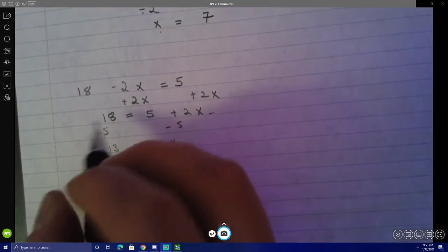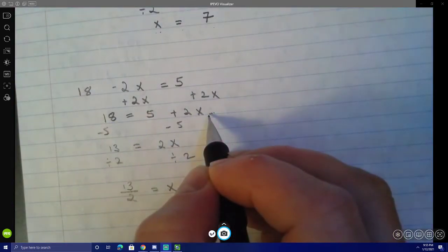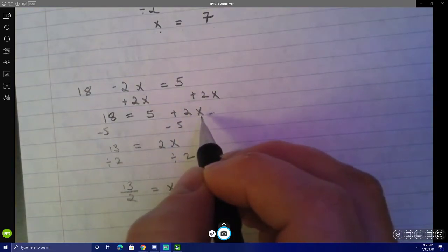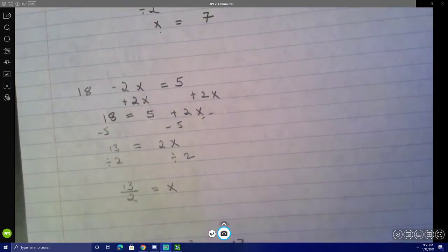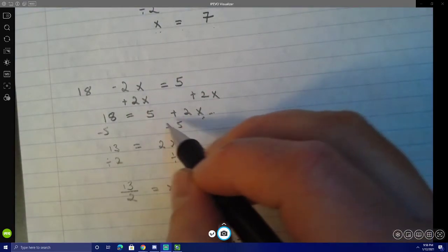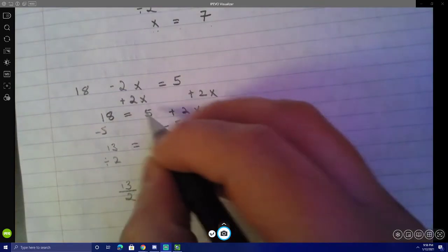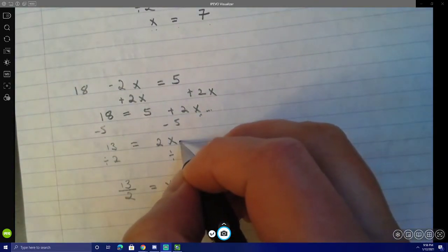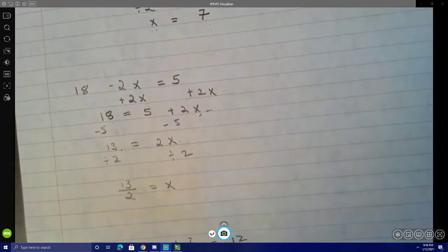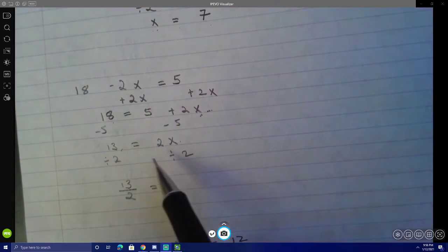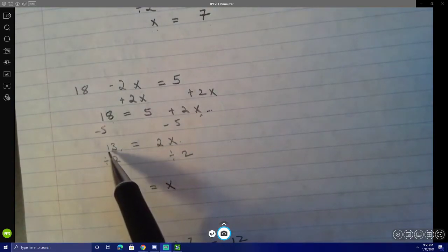From this point, I was left with 18 is equal to 5 plus 2x. At this point, I wanted to isolate my variable. Even though it's on the right side, I'm still able to do that. I can do that by subtracting 5 from both the right and the left. When I subtract 5 from the right, I am left with only 2x. When I take 5 away from 18, I'm left with 13. At this point, I am left with 2x is equal to 13.